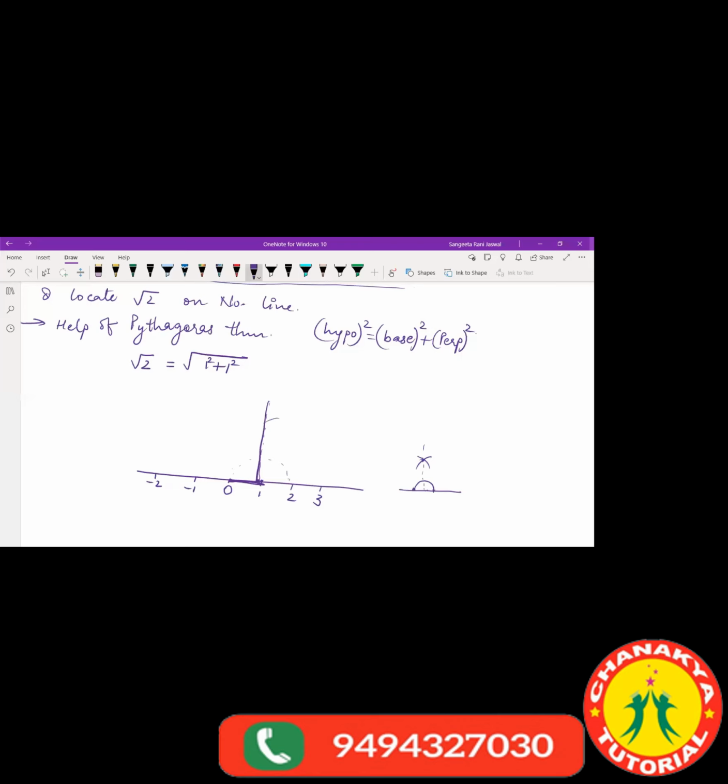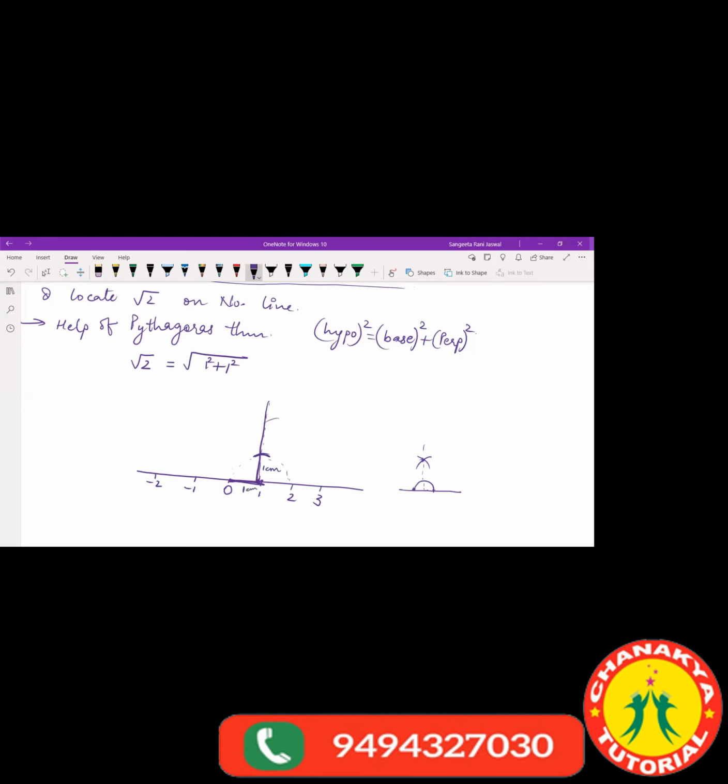Now on this perpendicular, see, this was 1 unit. Now with your compass, you will keep your pointer at 1 and take the same 1 unit arc on this. You will cut this perpendicular at 1 unit, that is, at 1 centimeter.